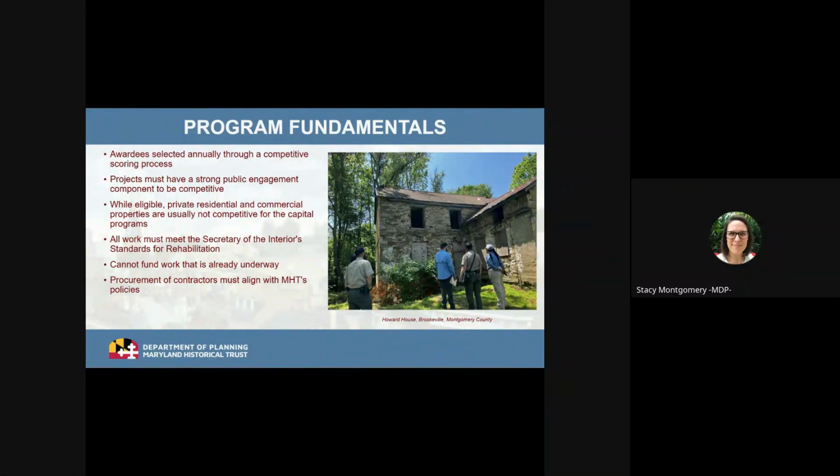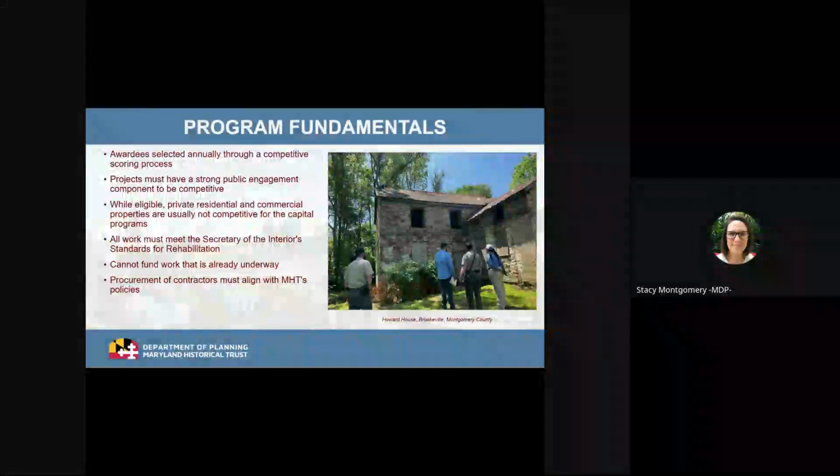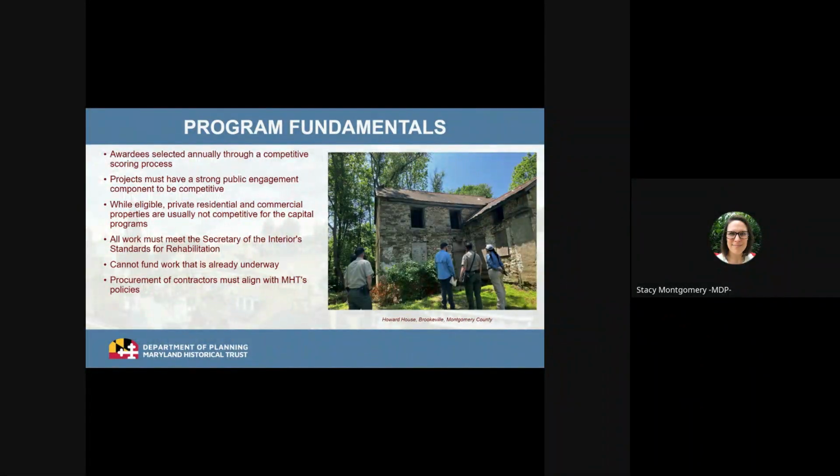For all capital programs, the work has to meet the Secretary of Interior standards for rehabilitation to be eligible, which means that grant-funded projects must protect and retain historic features to retain the property's historic character. Work that is already underway or hasn't been procured following our competitive bidding process is not eligible. Next slide, please.